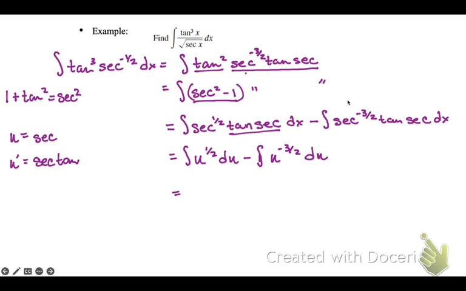So 1/2 plus 1 is 3/2, so 2/3 secant to the 3/2, plus, yes, because it's still going to be, so add 1 would be negative 1/2, so 2 secant to the negative 1/2, plus C.